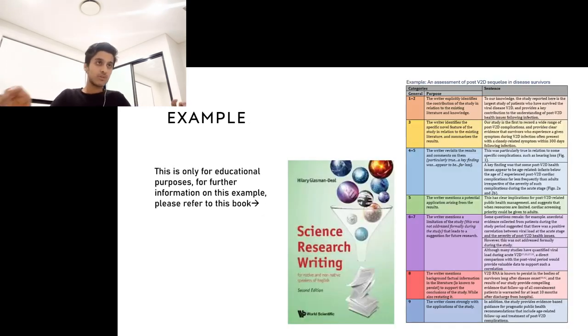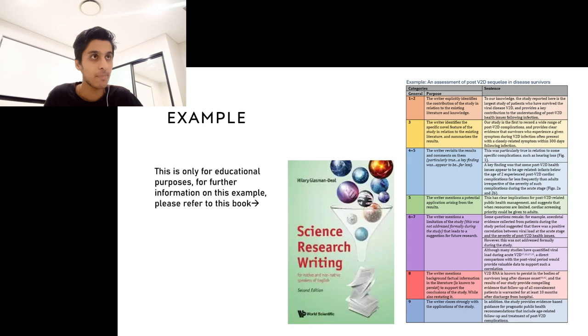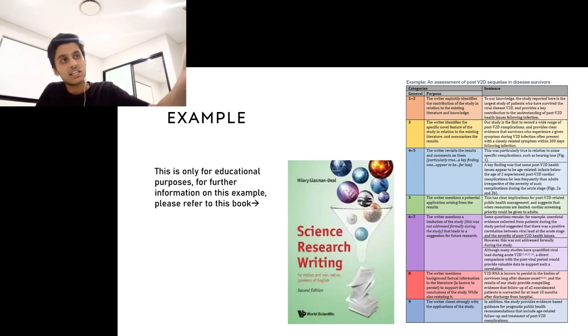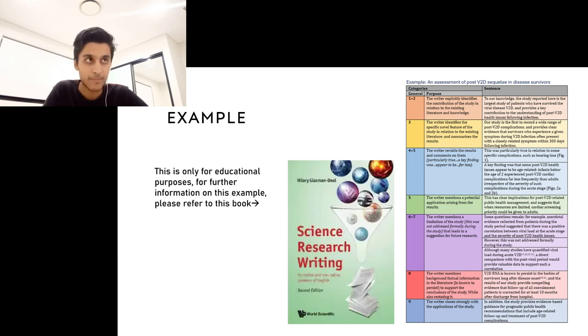Example, an assessment of post-V2D sequelae in discharged survivors. You can check the sources for more detail, but what I've essentially done here is taken this example and put it into a tabulated form and color coded it so it's easier. As you can see, the categories that we looked at in the previous slide are put in here, and how the writer has used them. We can see the purpose of each sentence. This is a sentence by sentence breakdown.